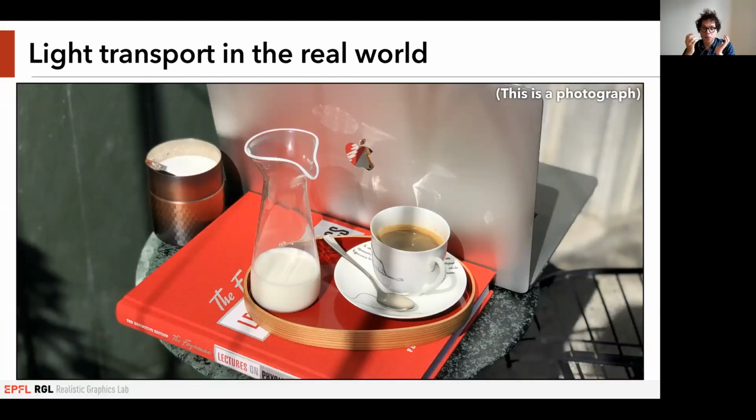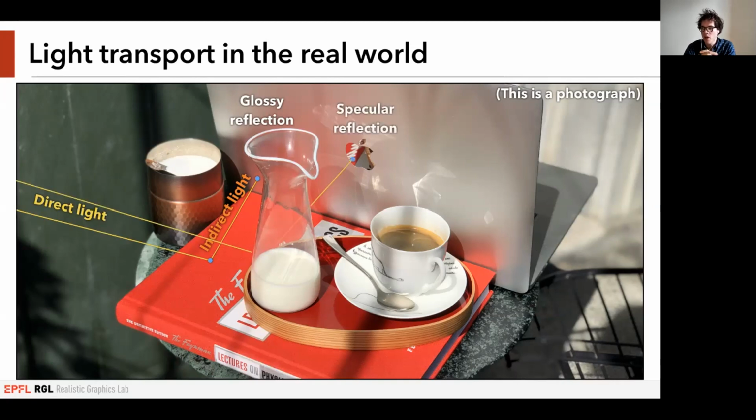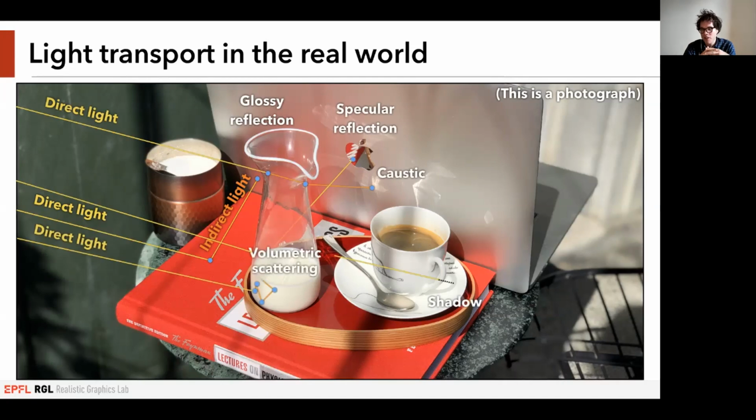Let's talk briefly about the problem that a rendering algorithm must solve. Full disclaimer, this is actually a picture that I took on my balcony to illustrate the important phenomena. So here we have light that's streaming in from the left side. It hits the red book and then transfers some of this red color to other objects. We have sharp metallic reflections and the absence of light due to shadowing. Some of the light goes through this milk pitcher and it gets focused into these complex patterns called caustics.